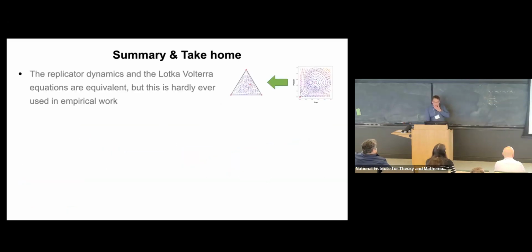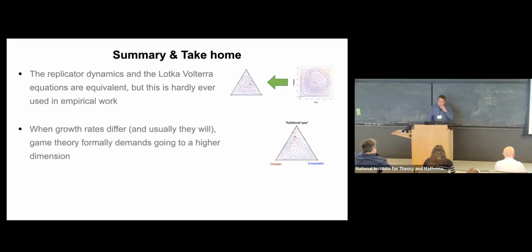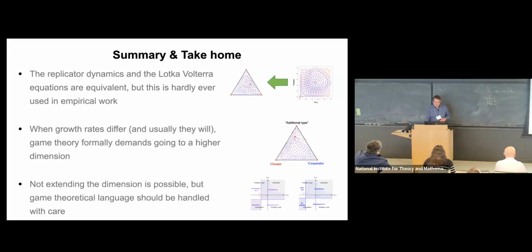So let me come to the summary. The replicator dynamics and the Lotka-Volterra equations are equivalent, but it's hardly ever used. When growth rates differ, and I think usually they will, then we should go to a higher dimension if we want to take this equivalence seriously. Not doing this is possible, but then we just have to use the language with a little bit more care than we sometimes do.